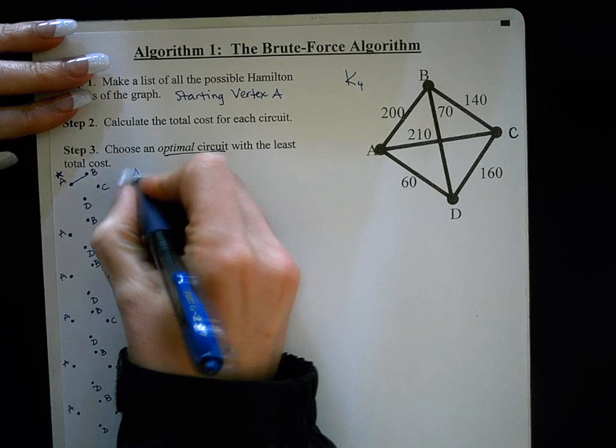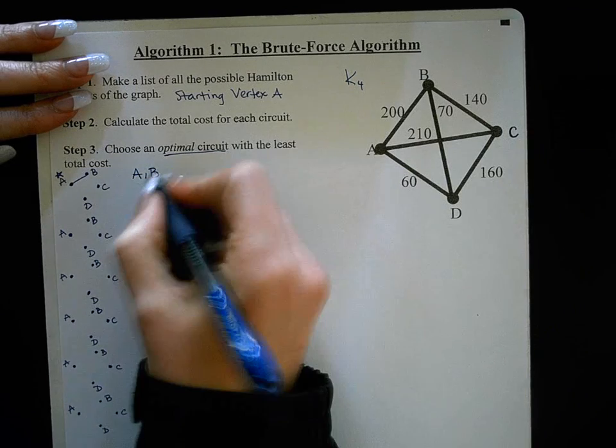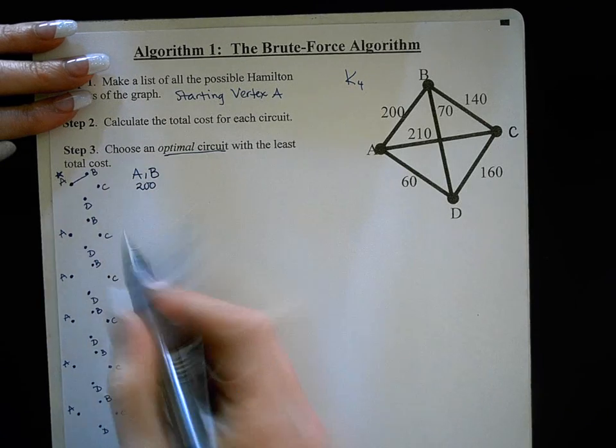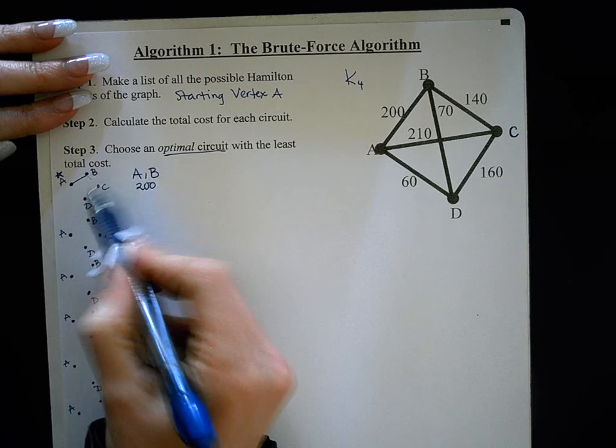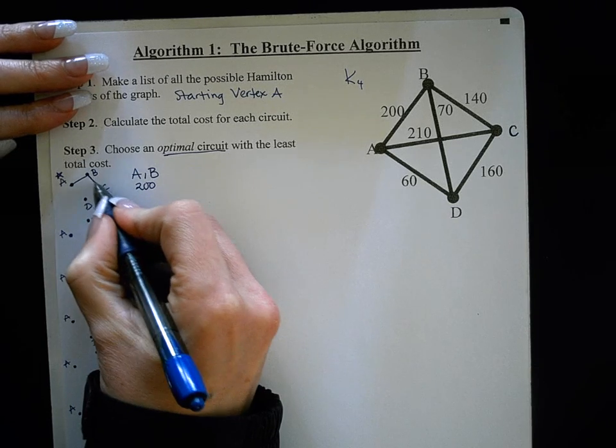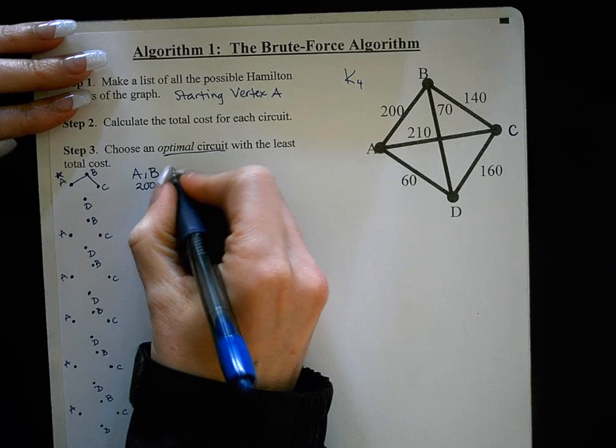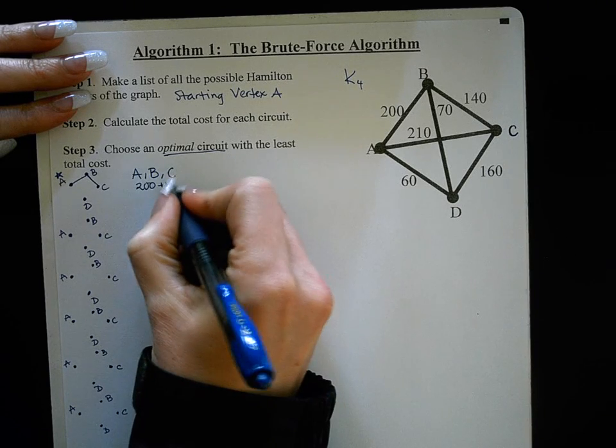So my first circuit's going to be from A to B. A to B has a weight of 200. From B, I have 2 options. I can either go to C or I can go to D. Let's go ahead and keep it alphabetical and go to C. From B to C is 140.